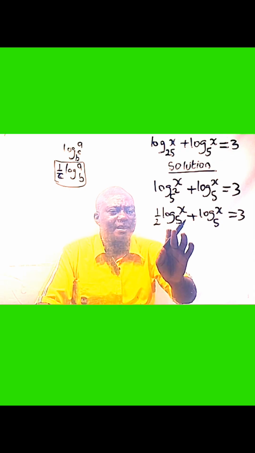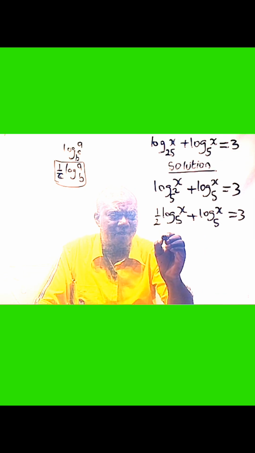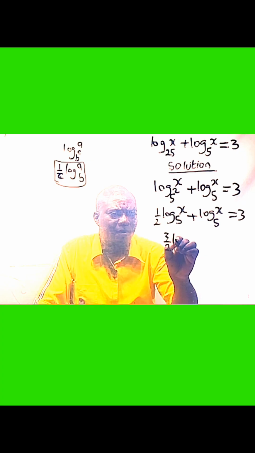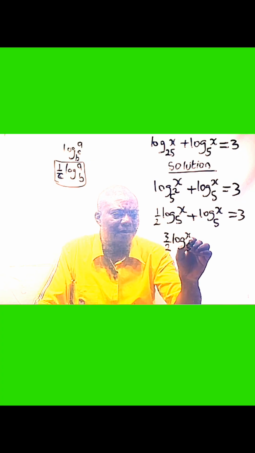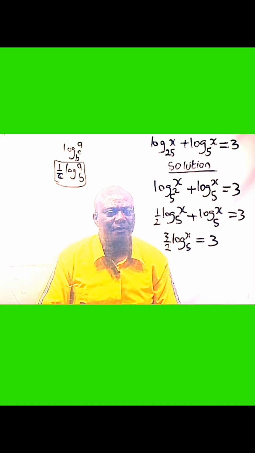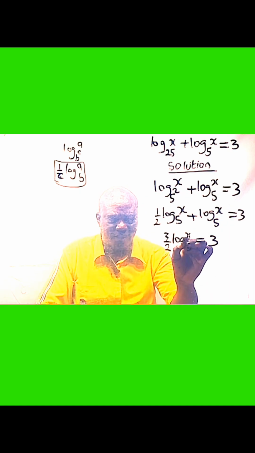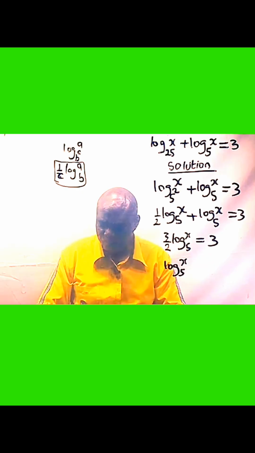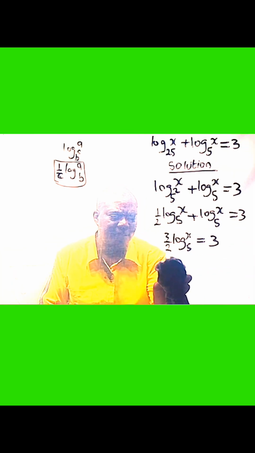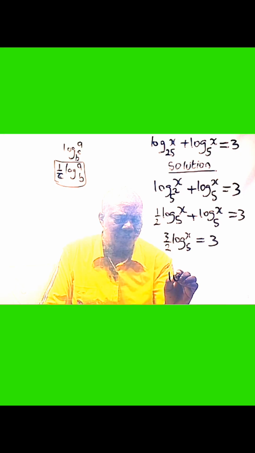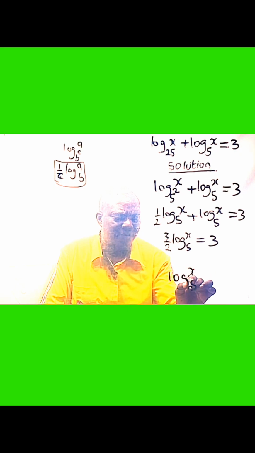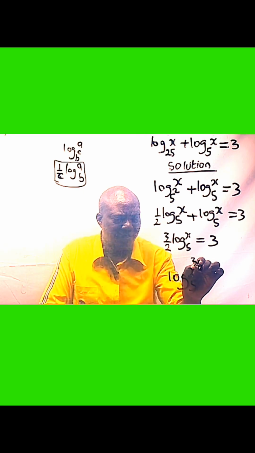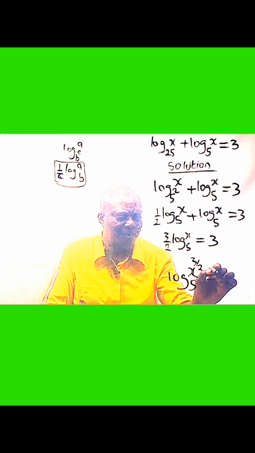So now we can add. If you add this and this, of course you're going to get 3 over 2 of log of x to base 5, all equals 3. Let's continue. From here, log of x to base 5. So now you bring this one here, 3 over 2, which should equal 3.